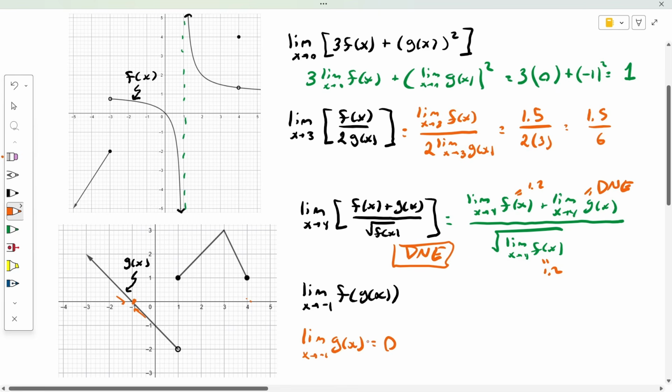Okay, and so now that we have that, we have to take the limit as x approaches 0, because that's what we got for g of x, of f of x. And if we evaluate that, we look at 0. We actually did this in the first example. It's going to approach 0 because it approaches 0 from the left and right. So the overall limit will also equal 0.